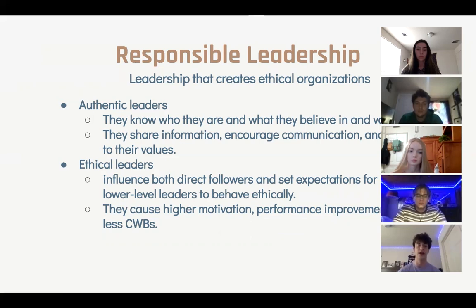Ethical leaders influence their direct followers, and they also set expectations for lower level leaders to behave ethically. They cause higher motivation and performance improvement and fewer CWBs.